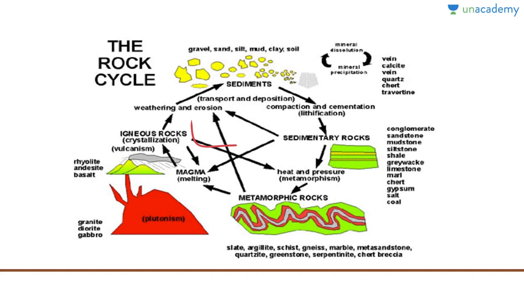So this is all about the rock cycle, and we have discussed different types of rock like igneous rock. I told you basalt, granite, rhyolite. Sedimentary rocks we've already discussed, like sandstone, limestone, dolomite, gypsum, rock salt, etc. And metamorphic rocks like slate, schist, gneiss, marble, quartzite. These all are metamorphic rocks. So this is all about the rock cycle.